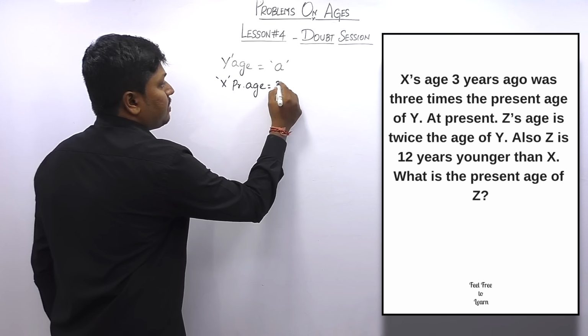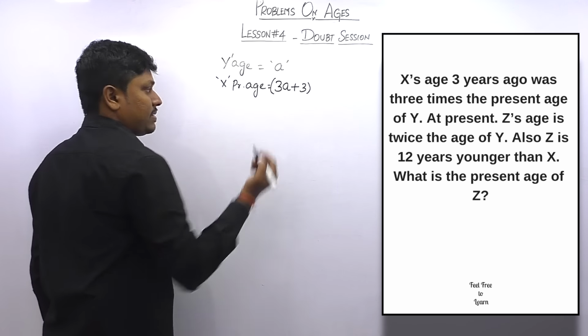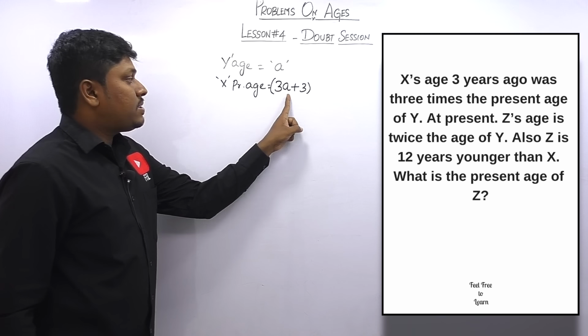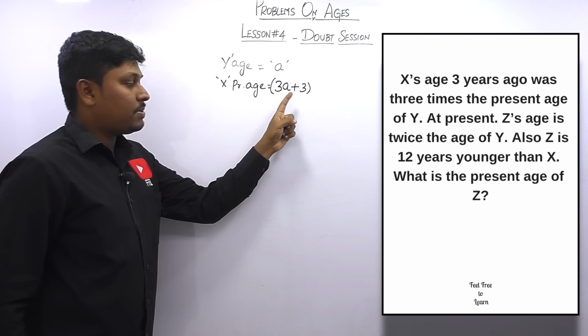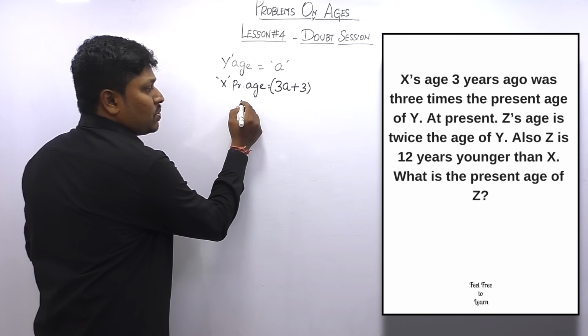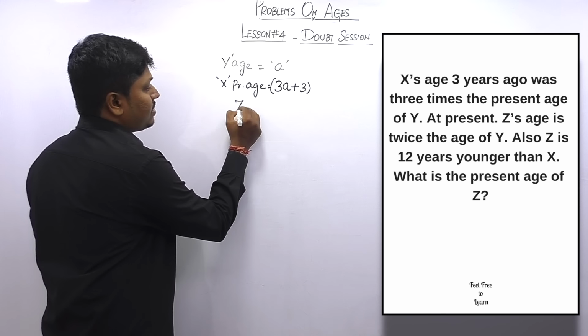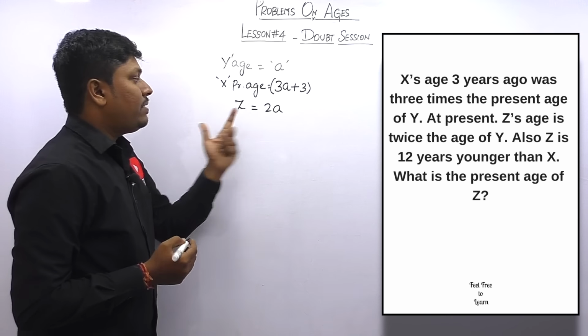So 3 years ago was 3 times the present age of Y, so 3 times the present age of Y plus 3 will be the present age of X. Got it? So 3 times the age of Y 3 years ago, and from the past to the present plus 3. So 3A plus 3 will be the present age of X. And Z is 2 times, that is twice the age of Y. So twice the age of Y will be Z.